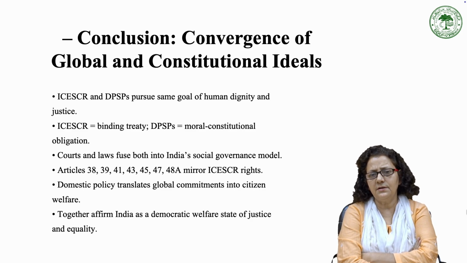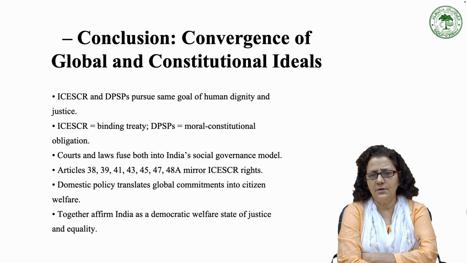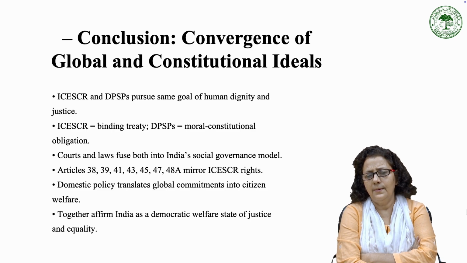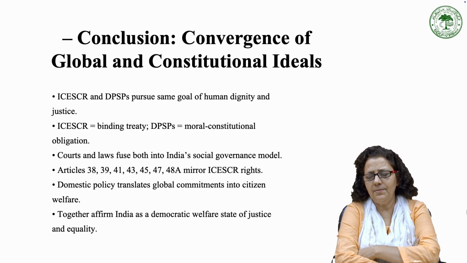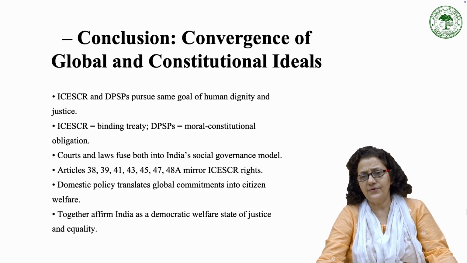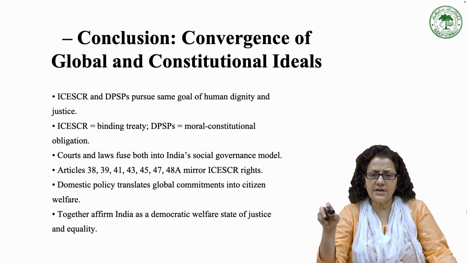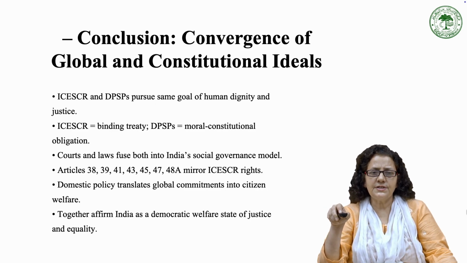This convergence exemplifies how international human rights norms can strengthen domestic constitutions and vice versa. In practice, the DPSPs transform global commitments into local action, thereby ensuring that freedom from want becomes as real as freedom from fear. The harmony between the Covenant and the Indian Constitution thus reaffirms India's role as a democratic welfare state committed to human dignity, equality, and social justice.